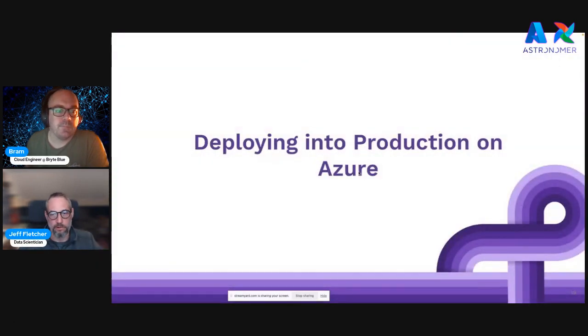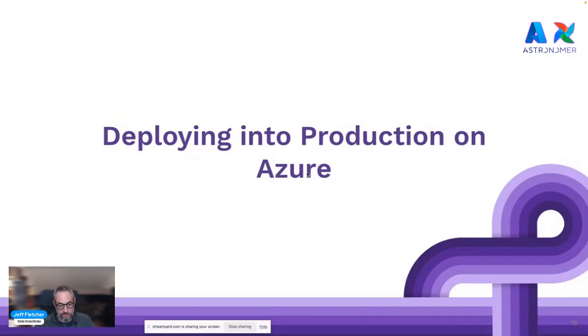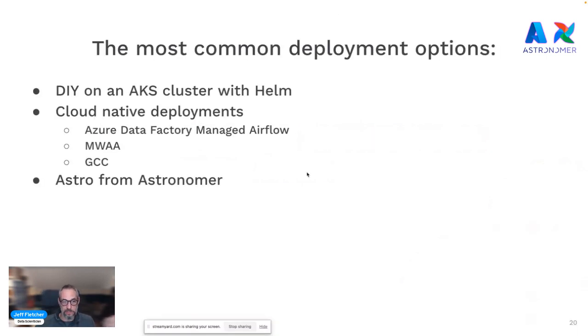So how do you deploy this into production on Azure? Well, there's three approaches that you have. The first one is you can do this as DIY on a Kubernetes cluster. So if you use AKS, you can go and create a cluster and there's open upstream Airflow Helm charts that will let you go and install. You can use some of the cloud native deployments. So the cloud native deployments, there's managed Airflow and Azure Data Factory.